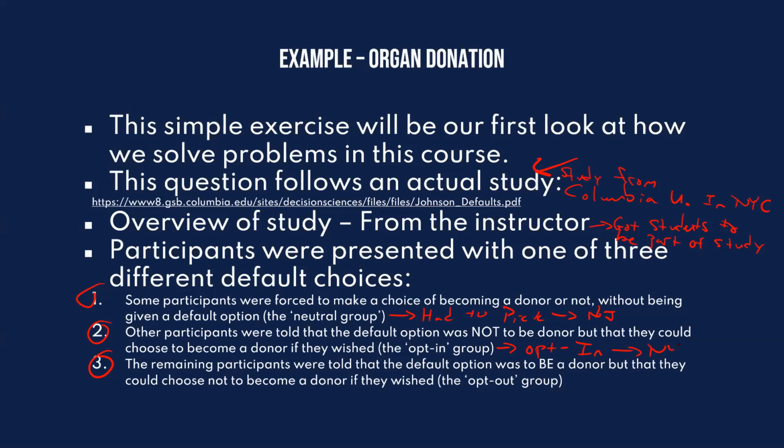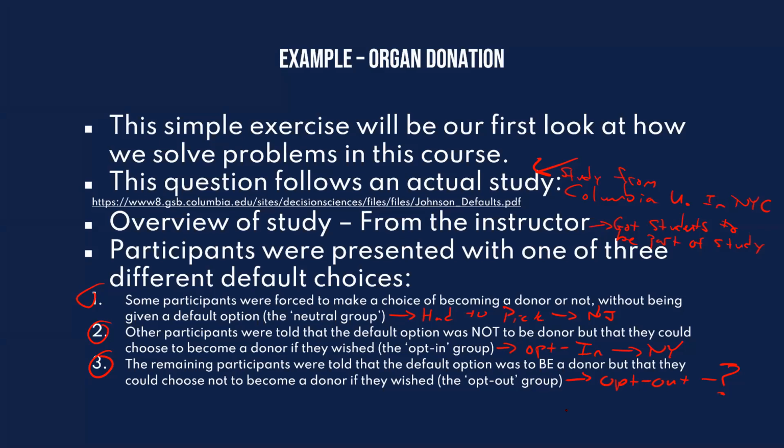This is how you guys do it in New York State. Then the remaining participants were told that the default option was to just be an organ donor. Hey, look, you're already an organ donor just by being in our state, but you could choose not to be. So this is the opt-out group. Unfortunately, I don't know a state that does this, so forgive me, I don't have a state for that. I tried looking on the internet, but I couldn't find driver's license applications for all 50 states.